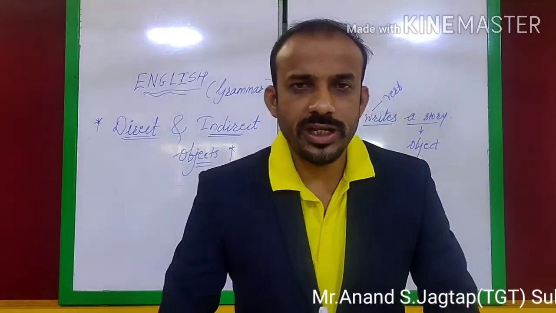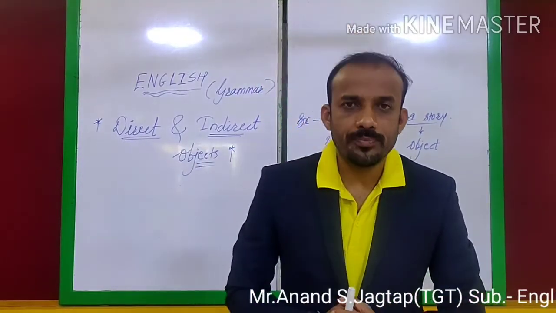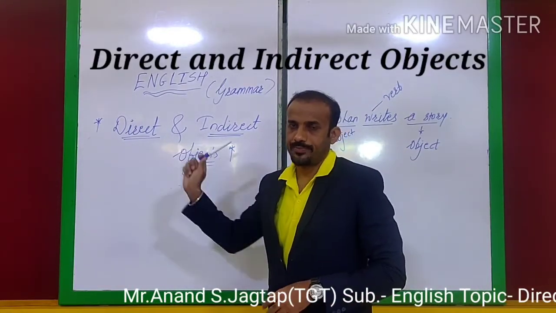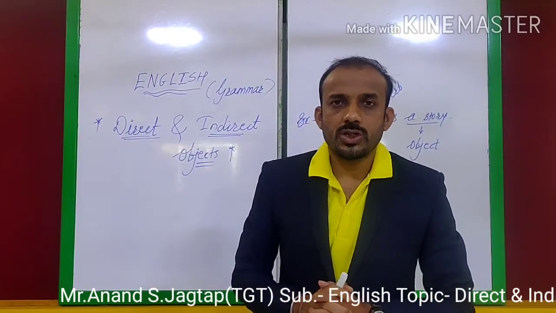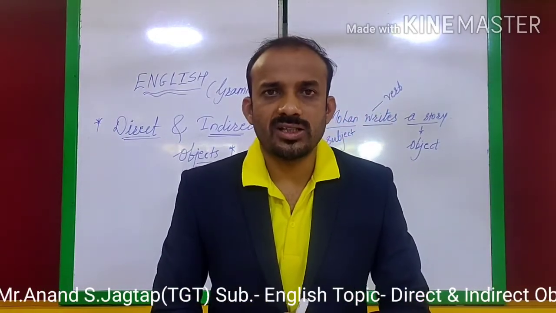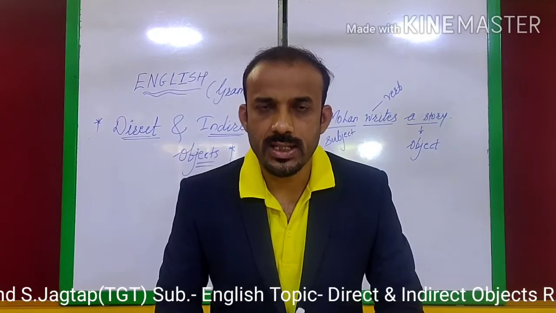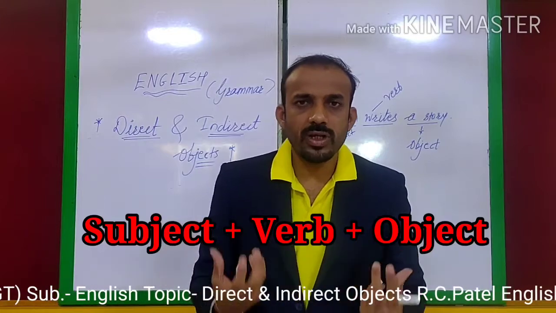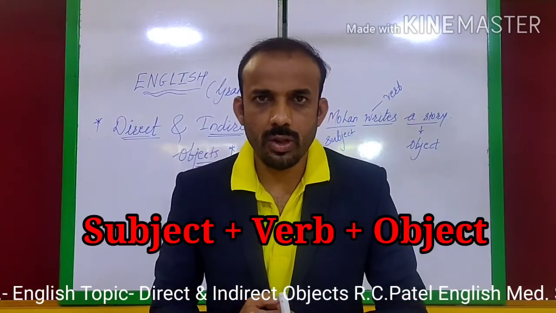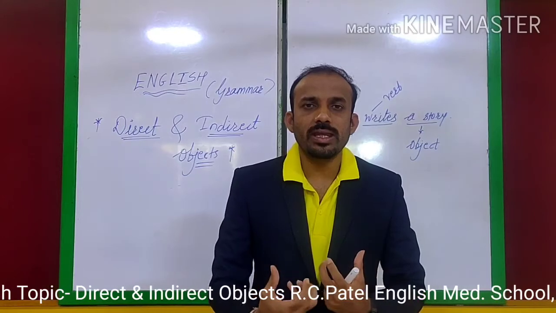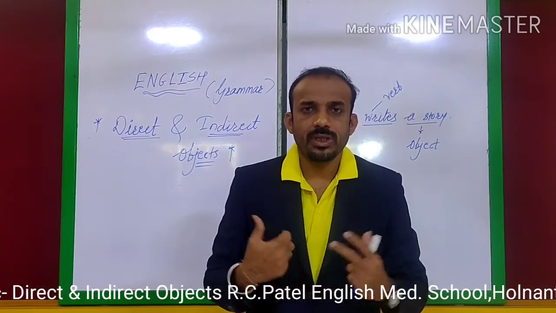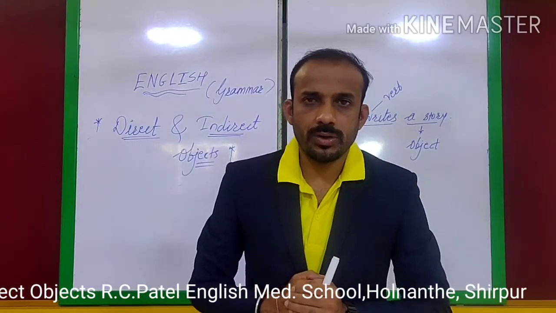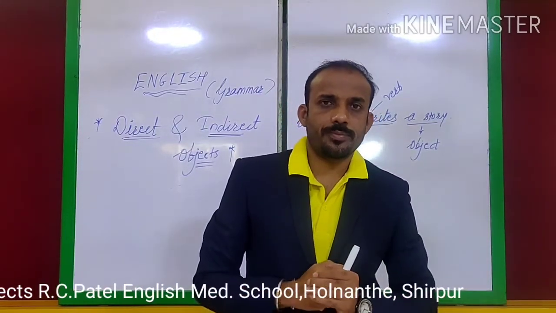So today I am here to teach you the new topic of grammar, that is direct and indirect object. To learn this topic, we should know the basic structure of the English sentence, that is subject plus verb plus object. So once we know about the subject, verb and object, it is very easy to identify the direct and indirect object. Here I am going to explain to you about English sentence structure.